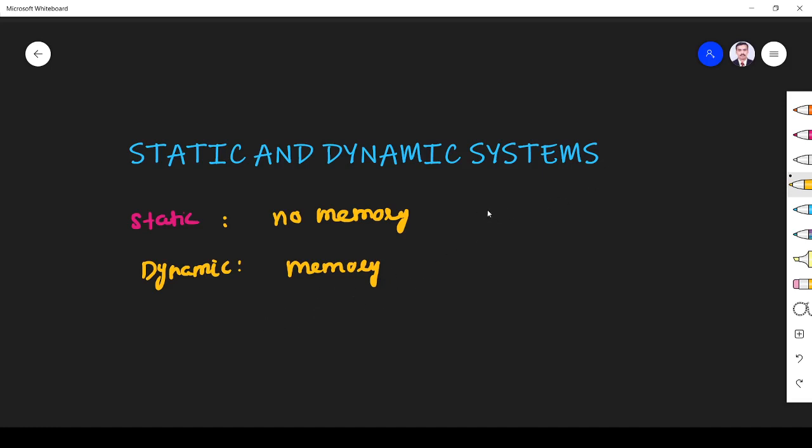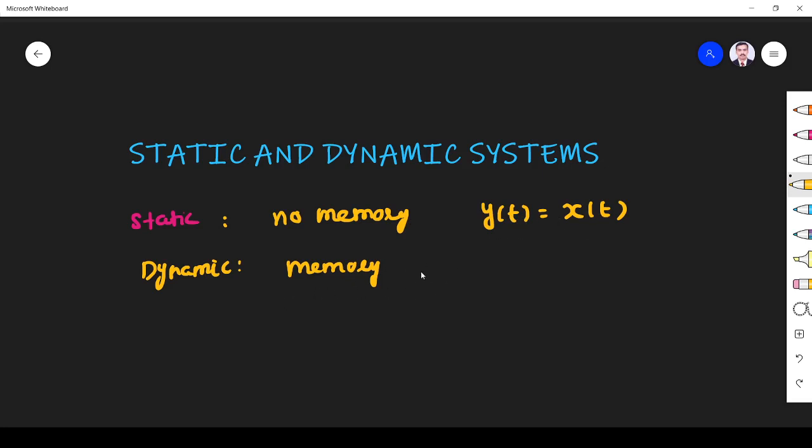In signals and systems terms, how can you define a static system? A static system is one whose present output depends on present input only. If it depends on past inputs, those inputs must be stored, and to store them we need memory. So a static system means it does not have memory. So y of t should depend only on the present input x of t.